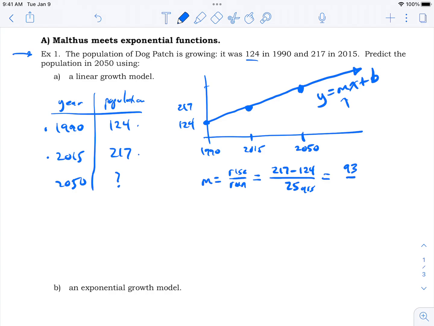Yep, 93 over 25. I could make a decimal out of that, but I kind of don't want to. So the slope is 93/25. 93/25 is the slope. Now, what's the y-intercept?